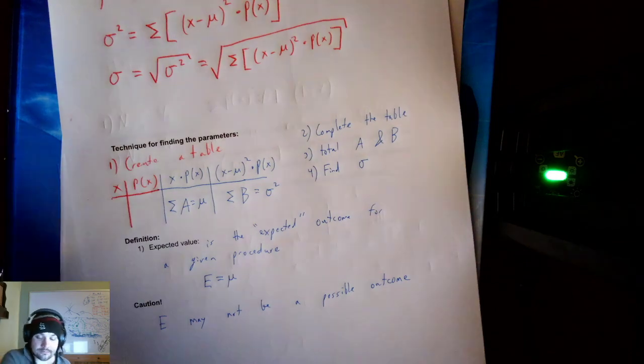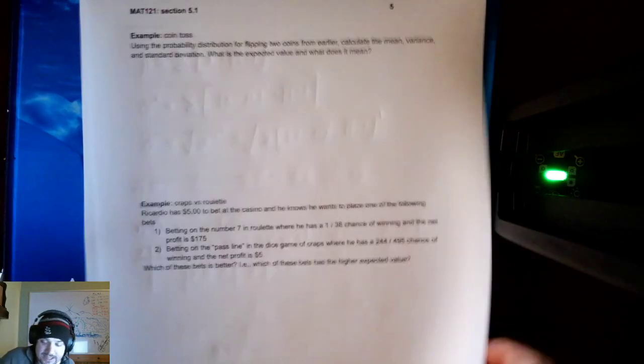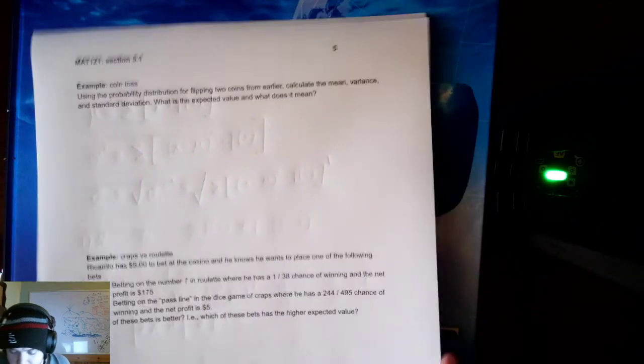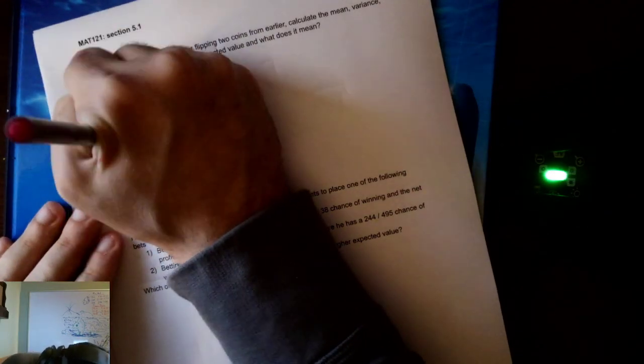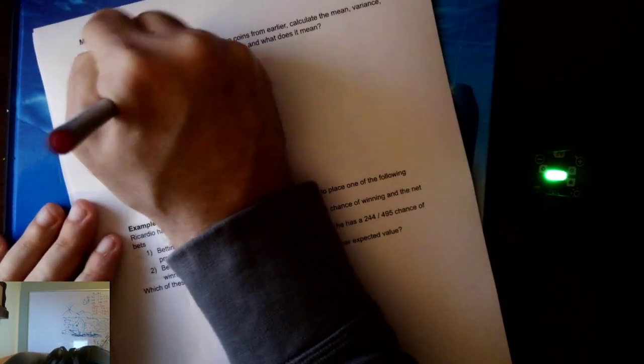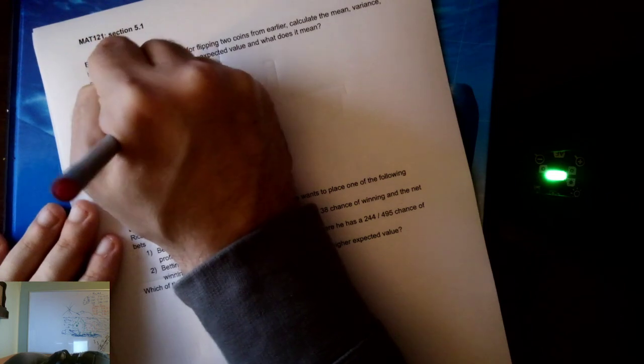Now, let's do an example. Let's actually look at this. Use the probability distribution for flipping two coins from earlier. So first, let's copy that down. We had x and p of x. Earlier, we calculated these values.